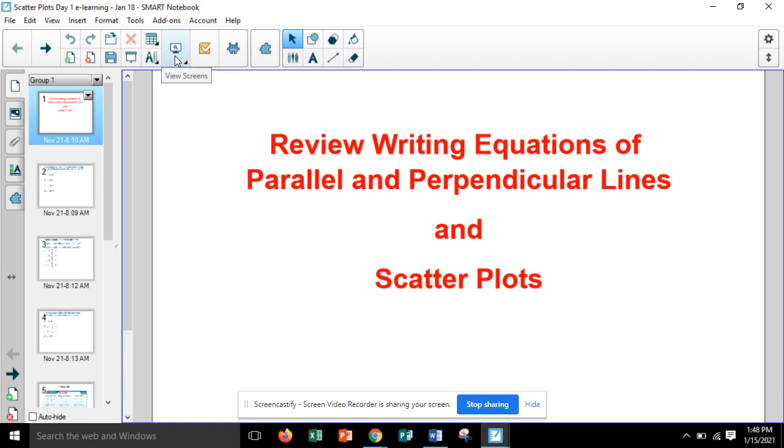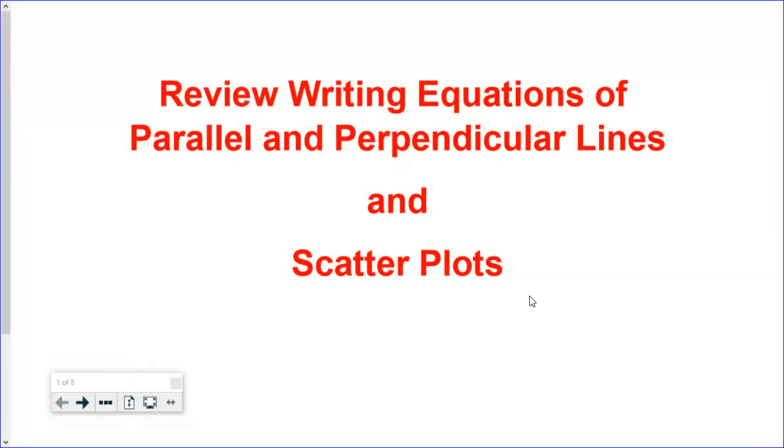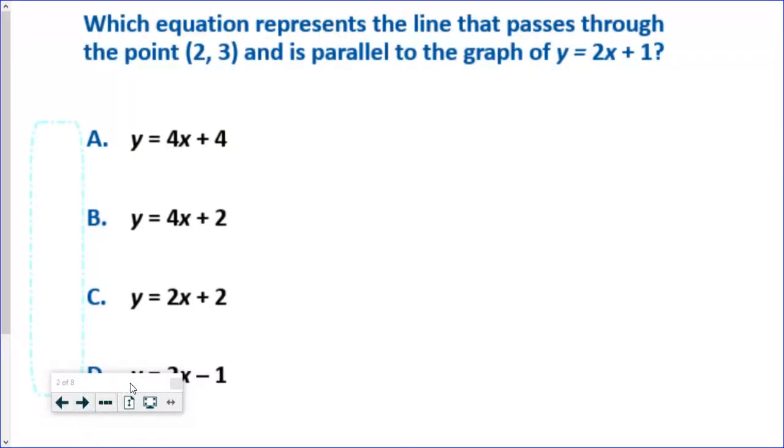Okay, hi everybody. We are continuing on today, but like I told the students from cohort B, we're going to start making the switch to scatter plots. So hopefully you understand your parallel and perpendicular lines and how to change point slope to slope intercept form. That's a thing you have to learn first. Okay, so here's a review.